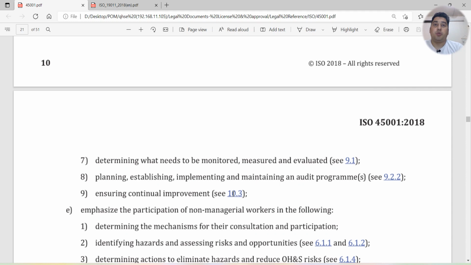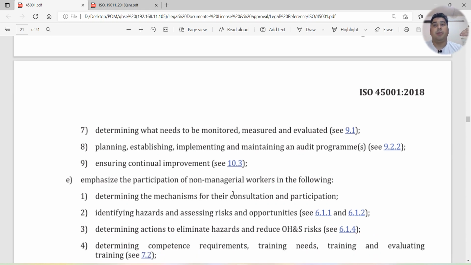After that, determining what needs to be monitored, measured, and evaluated. When you are preparing any process for the audit or inspection, at that time you have to mention what you want to monitor, how you are going to measure it, and how you are going to evaluate it. That we're going to look at in clause number 9.1, which is for audit. After then, planning, stabilizing, implementing, and maintaining an audit program, 9.2.2.